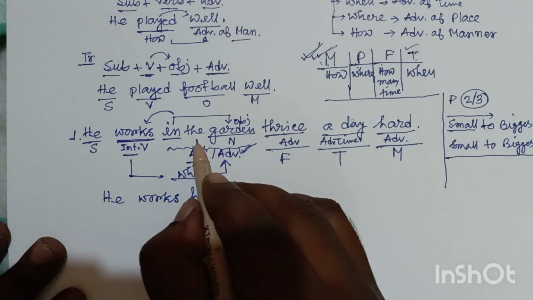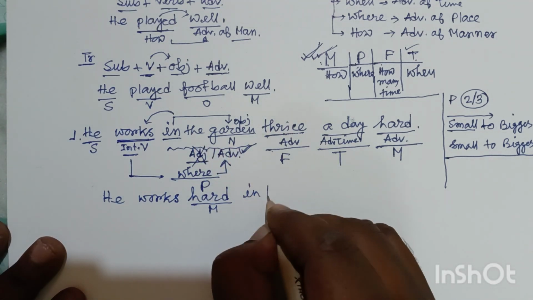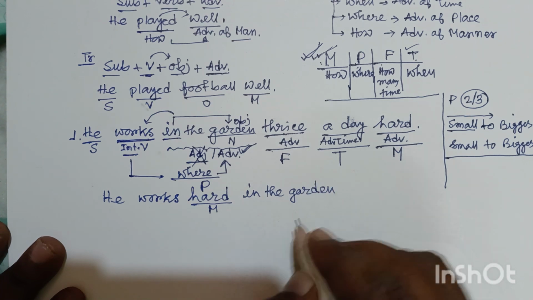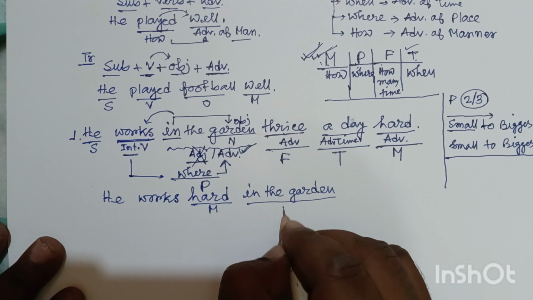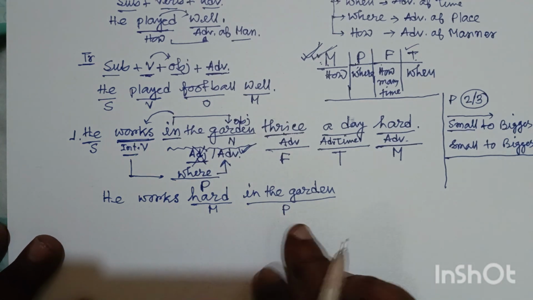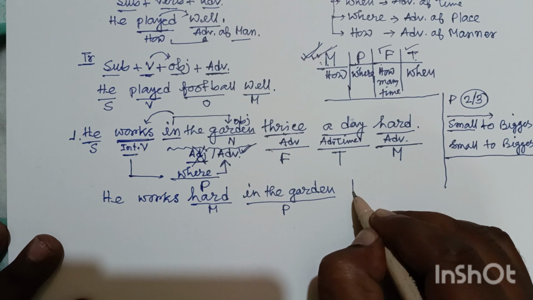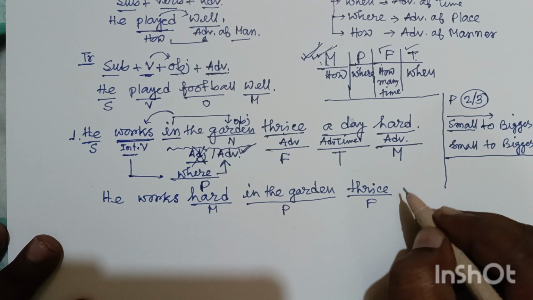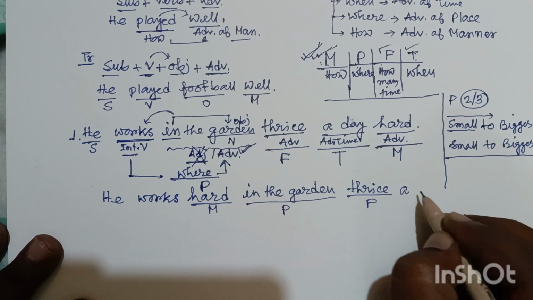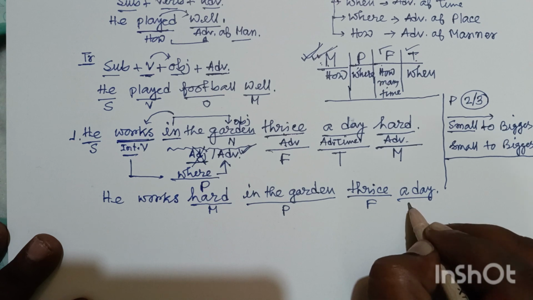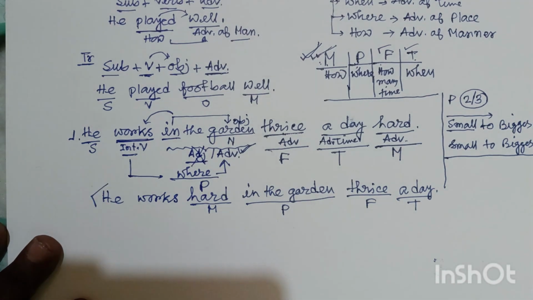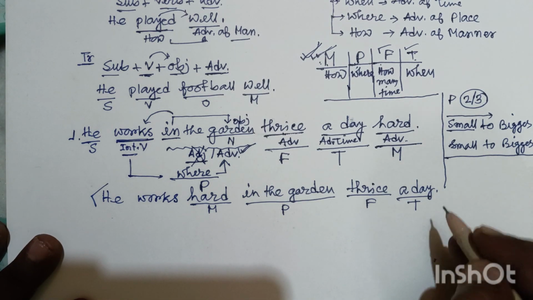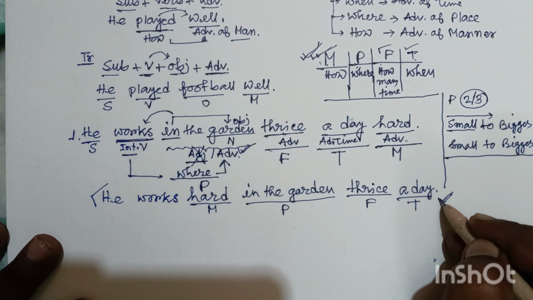Then place, where? In the garden. In the garden is the place. So we wrote down in the garden. It is an adverb of place. Then frequency, this F, frequency, thrice. And finally time, that is a day, thrice a day. So it is the time. So my dear friends, the correct sentence will be: he works hard in the garden thrice a day. Friends, there is no such fault. This is the correct answer.